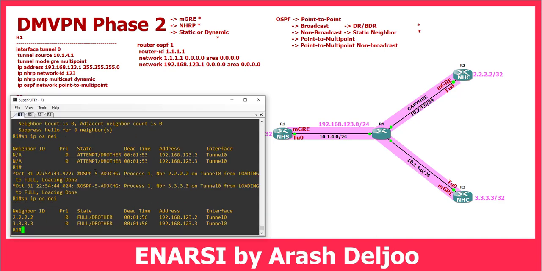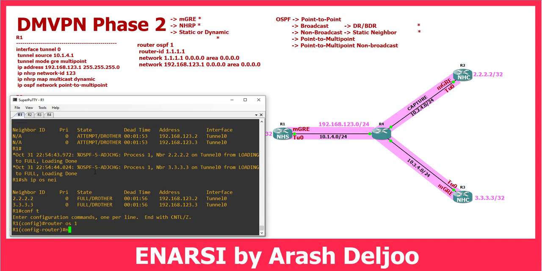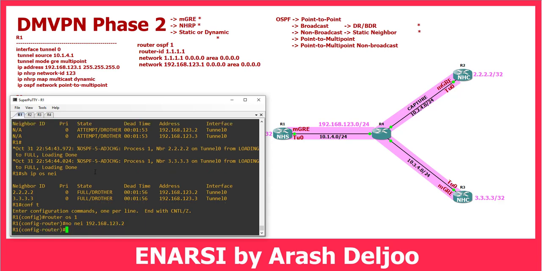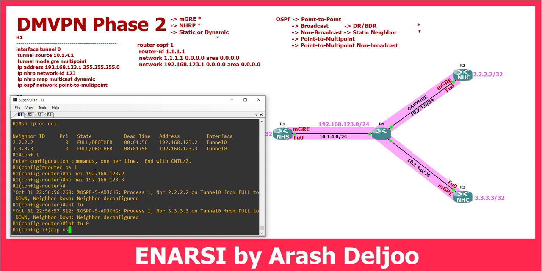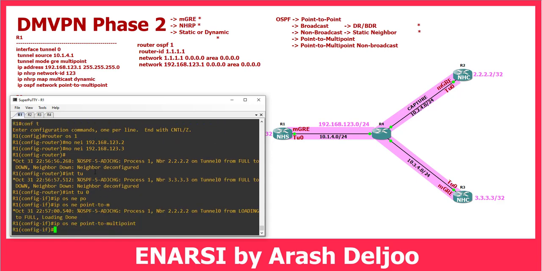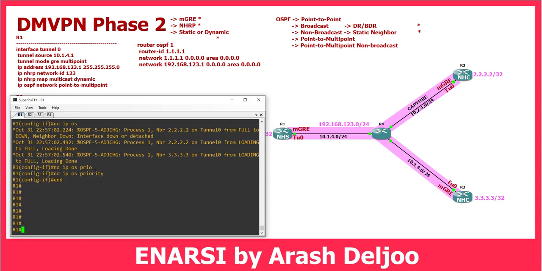Starting from router 1, router OSPF 1, no neighbor 192.168.123.2 and 3. That's it. Interface tunnel 0, IP OSPF network point to multipoint, no IP OSPF priority. That's it. This is the configuration of R1.